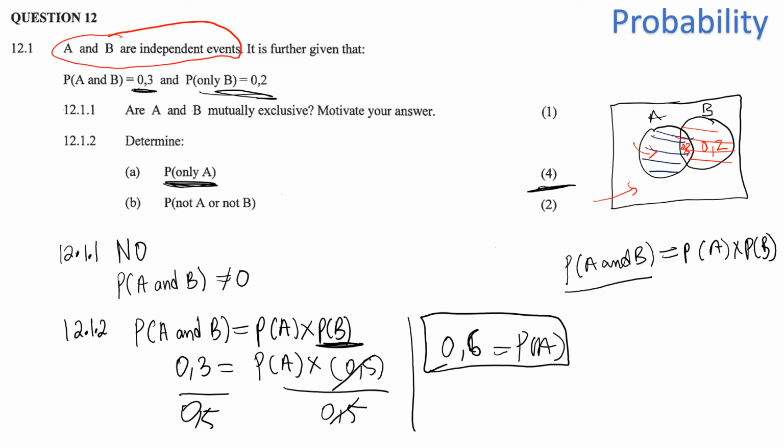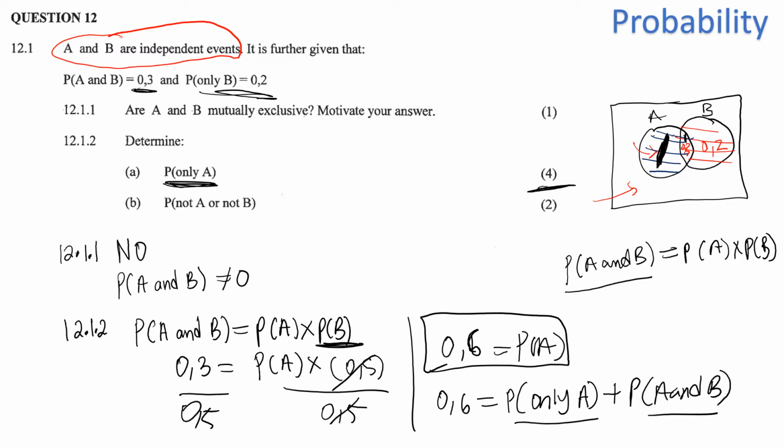So we can write 0.6 is equals to probability of A, but probability of A there is made up of A only, which is that portion, and also the intersection, which is A and B, right? So we can replace probability of A by probability of only A plus probability of A and B. So these two combined make probability of A. It's A only there, and also the intersection between A and B.